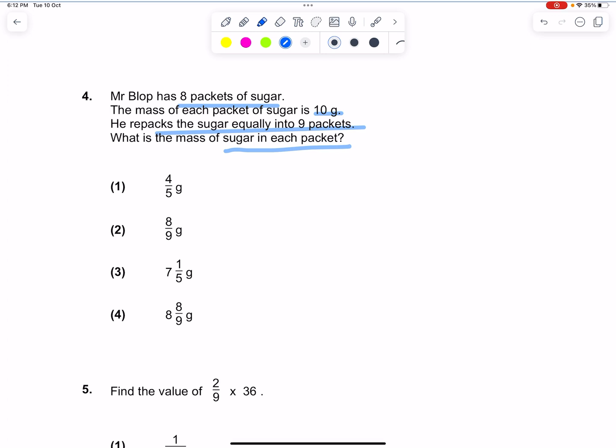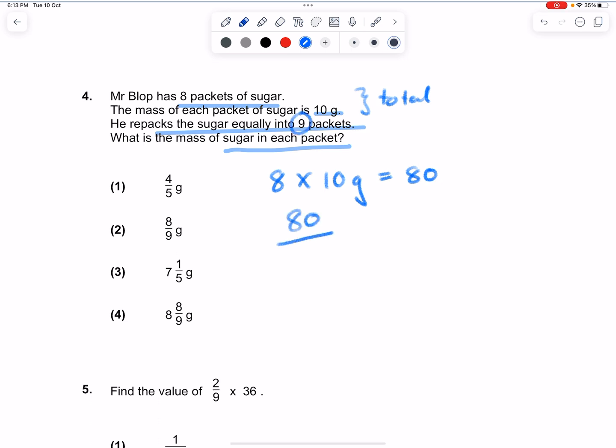The first thing we need to do is find out the total. He has 8 packets of sugar, each packet is 10 grams, so our answer is 80, right? Then he packs it into 9 packets, so 80 divided by 9. When you do your division, the answer you get would be 8 with a remainder of 8 over 9. So your answer is number 4, when you convert this into a mixed number.